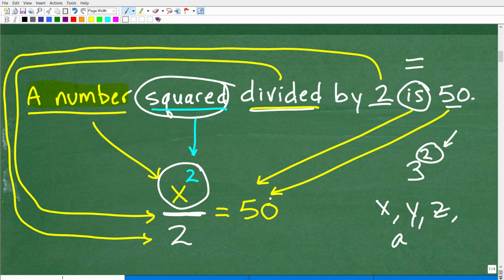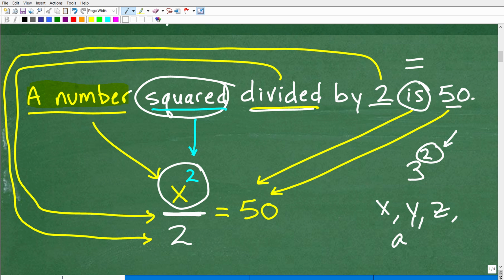Okay, so what we've done here is translate this verbal phrase into a variable equation, or algebraic equation. Again, this is a key skill in order to be able to solve word problems and the like. And if you're taking any sort of algebra class, pre-algebra, algebra 1, algebra 2, etc., you're going to have to be able to solve these types of problems.